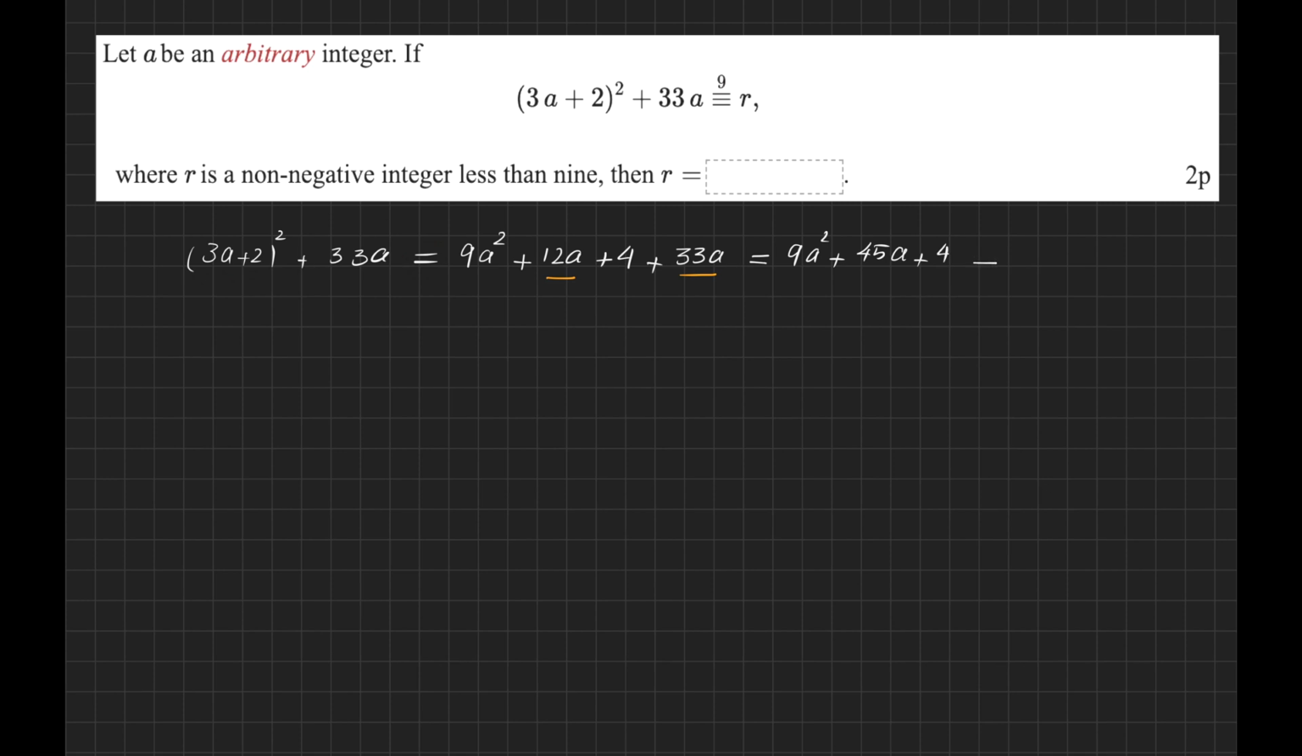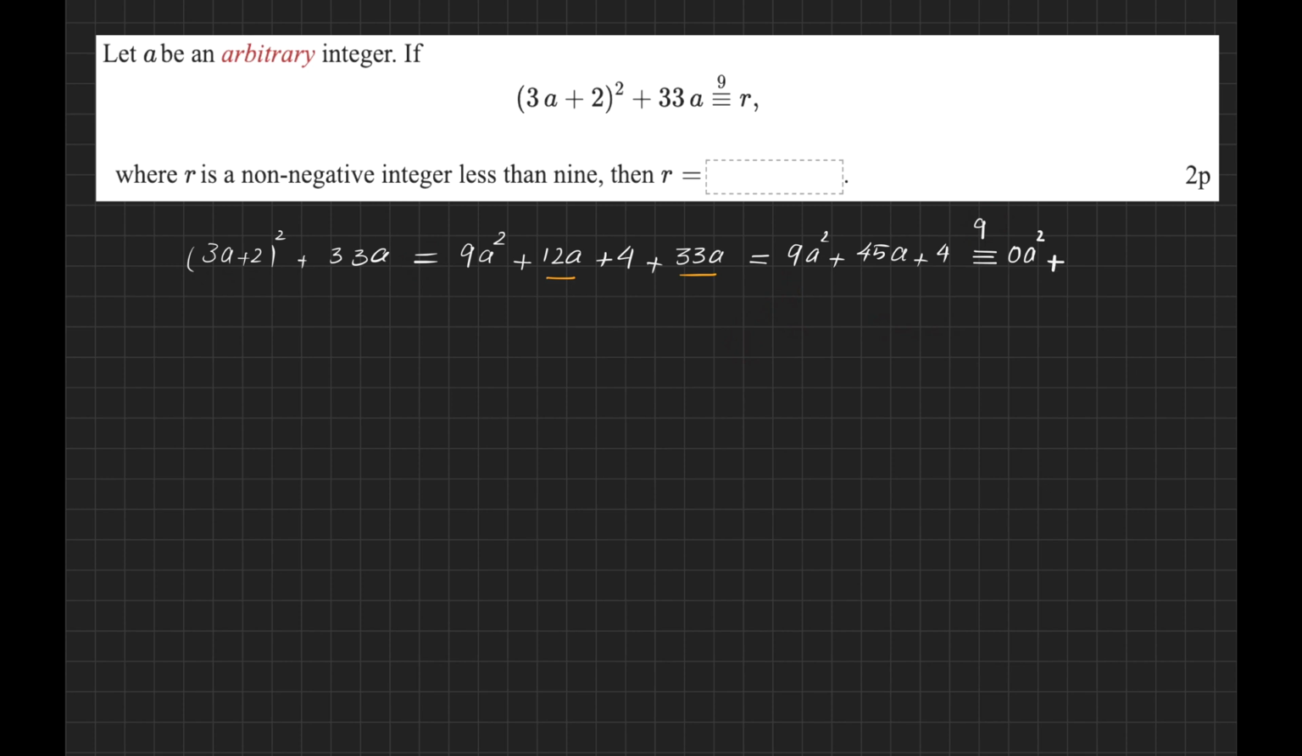Now I start simplifying things modulo 9. If I ask you what 9 is in its own modulus, 9 is 0. So 9 is congruent to 0 modulo 9. Why? Because 9 is divisible by 9. In other words, 9 minus 0, which is 9, is divisible by 9. So a good name for 9 is 0. So instead of 9, I put 0. So it becomes 0a² plus.